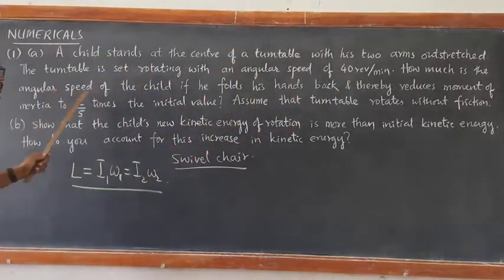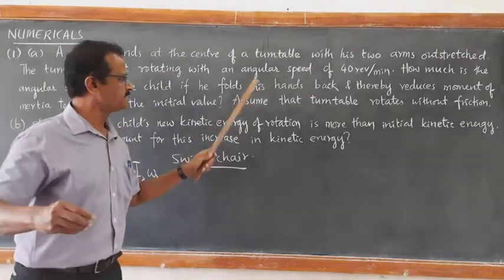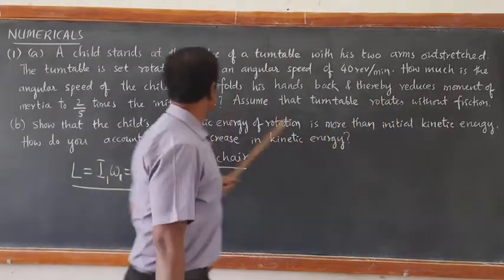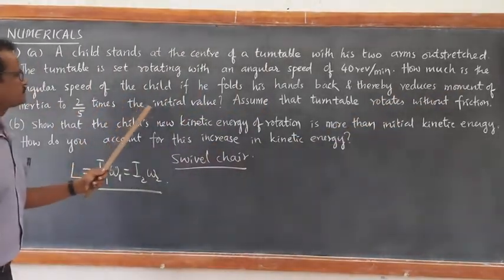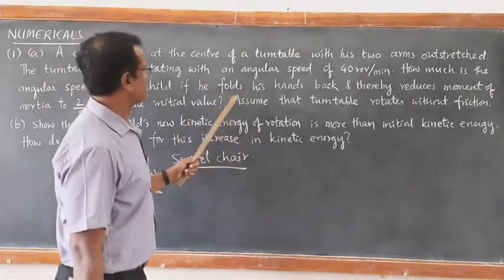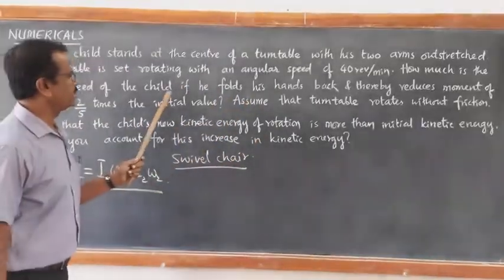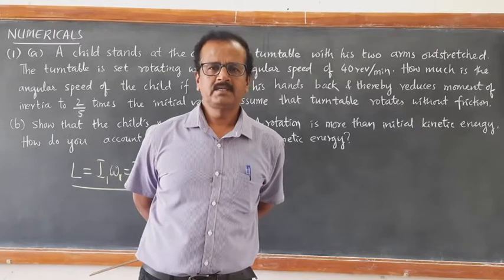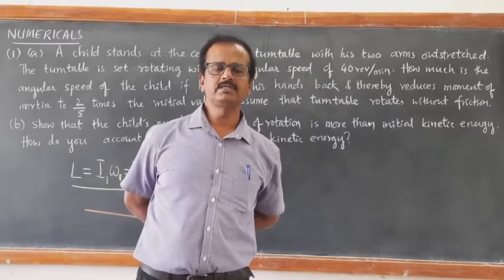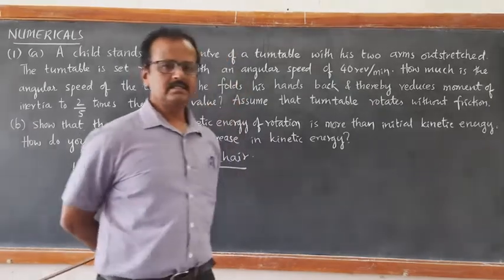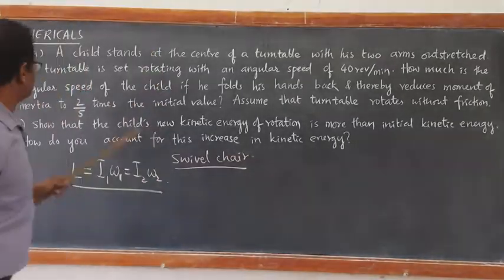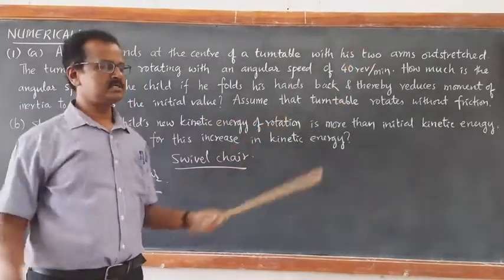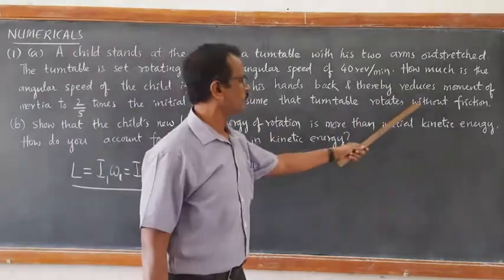How much is the angular speed of the child if he folds his hands back? If he folds his hands back and thereby reduces the moment of inertia to 2 by 5 times the initial value. How much is the angular speed of the child when he brings his hands back close to his body, and as a result the moment of inertia decreases to 2 by 5 times the initial value when the child had stretched his hands? Assume that the turntable rotates without friction.